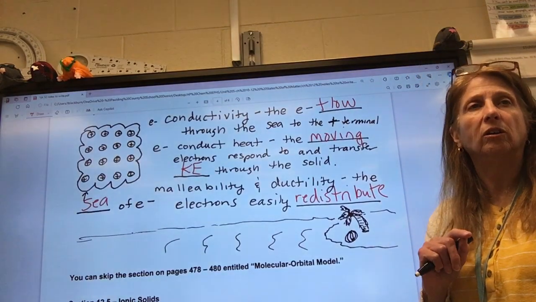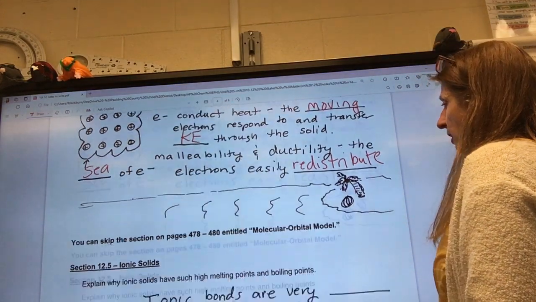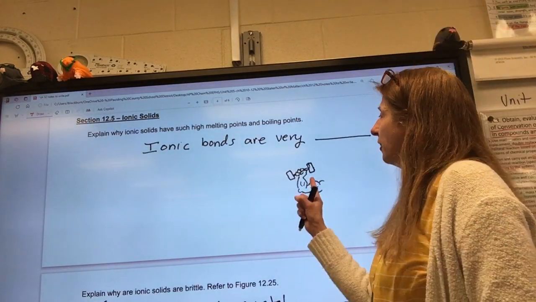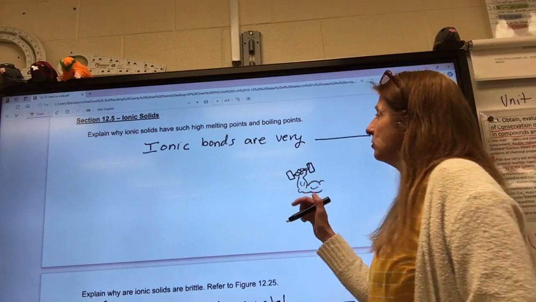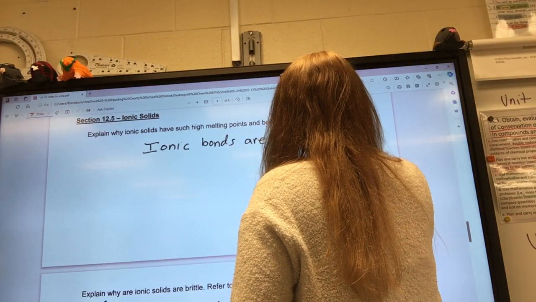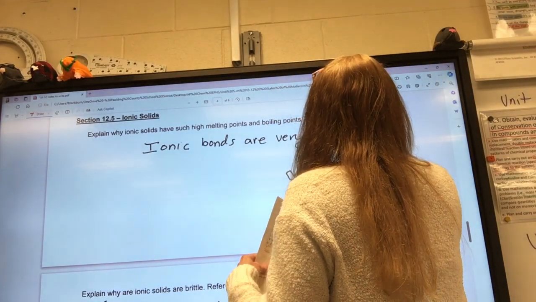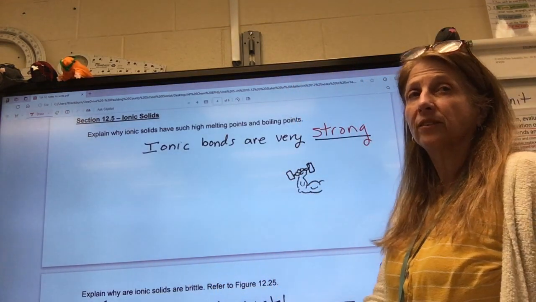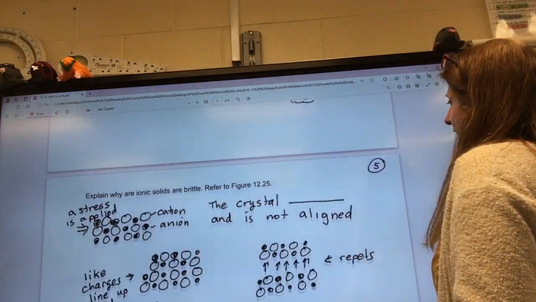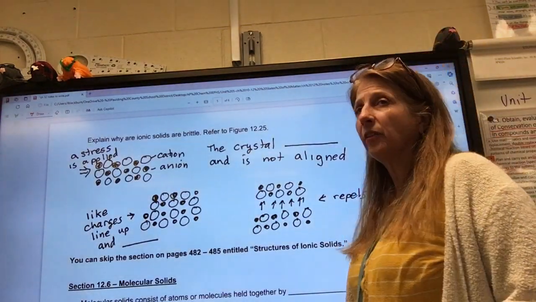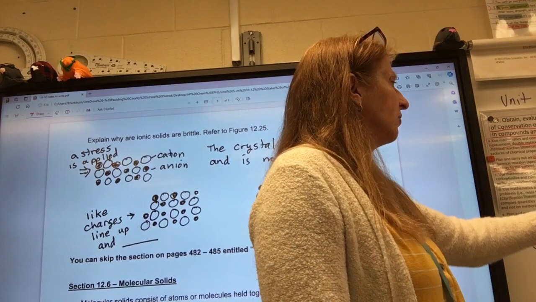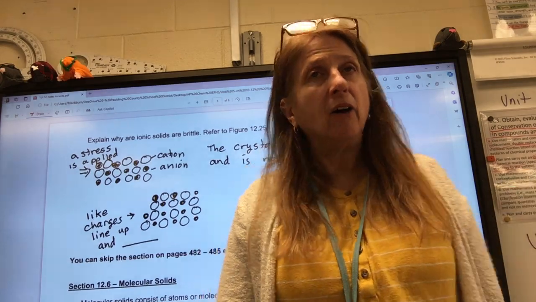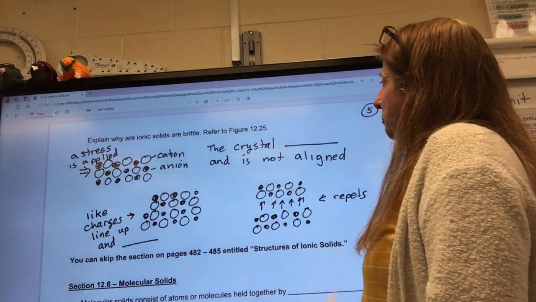Okay, can I scroll? We good to scroll? All right, so the next one is ionic solids. Ionic bonds are very what? Weak or strong? Strong. They're real bonds. They're not intermolecular forces. They're real bonds held together by a positive and negative, very strong force of attraction. They're strong. But then why do they break so easy? If I took a hammer and smacked my crystal salt lamp over there, it would shatter, wouldn't it? How come? If they're so strong, this thing shouldn't be breaking like that.